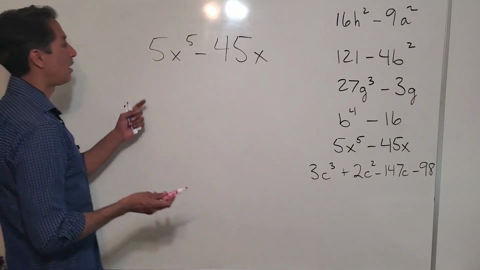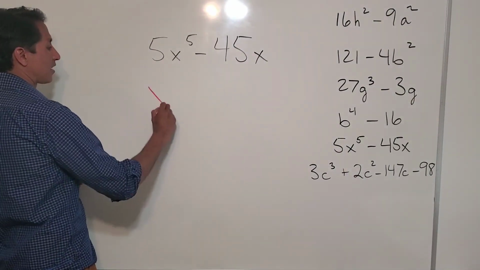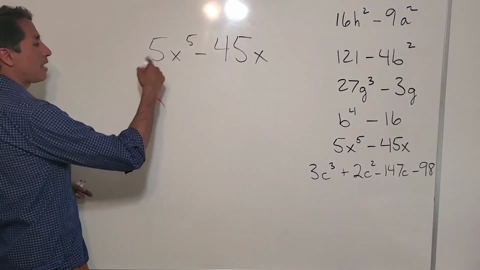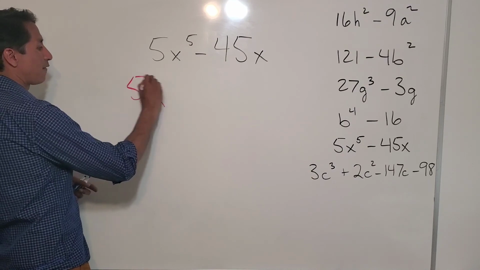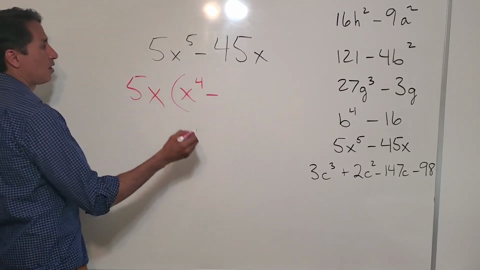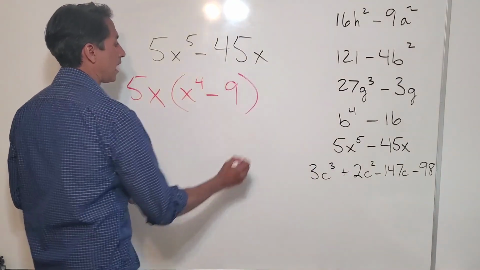All right, factor completely. Is there anything I can pull out of both of these? X. I don't know why I always see the letters first. It's just easier for my brain. Can I pull out a number? Yeah, I can pull out 5. Okay, what's left? X to the 4th minus, what times 5 is 45? 9. Okay, and I'm all set.